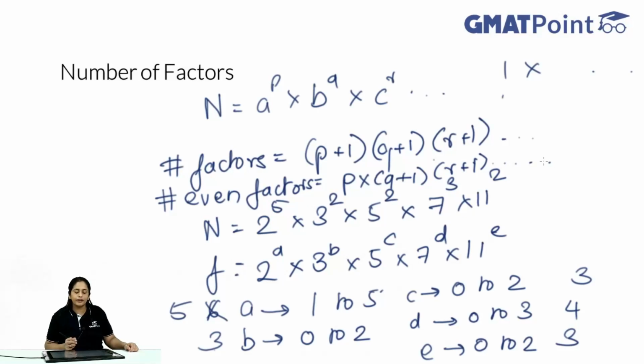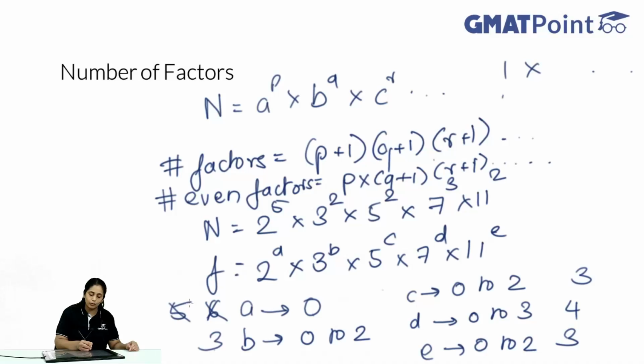This is the number of even factors. If I have to consider the number of odd factors, what would it be? Then the value of a can only be 0, and only then will I get an odd factor. So in this case, the value of a is 0, and then I get the number of odd factors. This can be done only in one way.